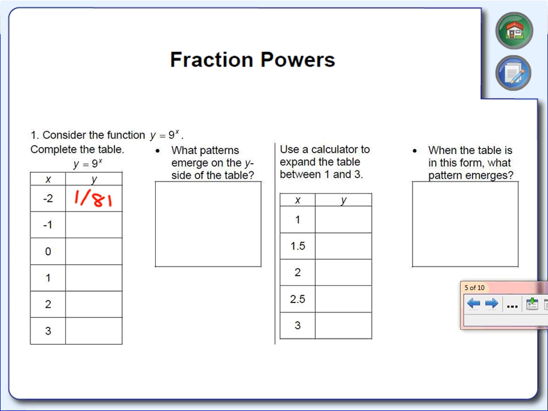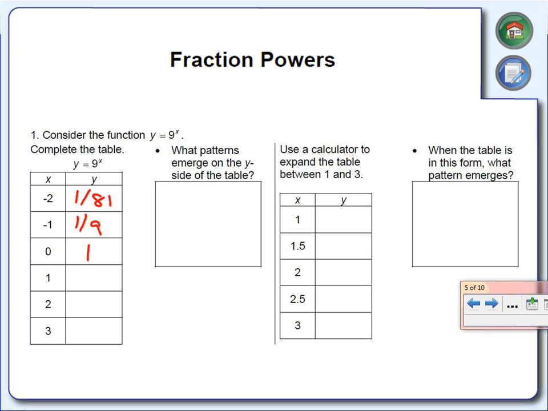Look right next to -1. What do you see next to -1? And what is that as a fraction? 1/9. I want you to use the fraction. Right next to 0, what do you see next to 0? 1. Let me stop right here quick. Right now I'm saying that 9 to the 0 power is 1. Well, anything raised to the 0 power is equal to 1.